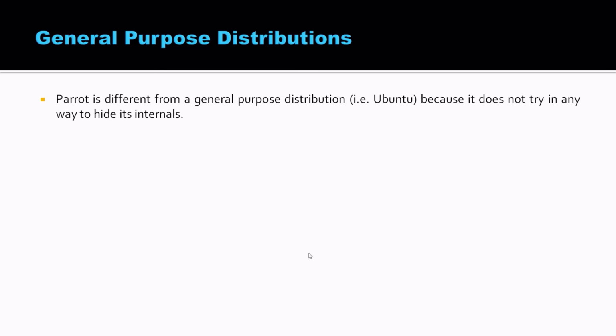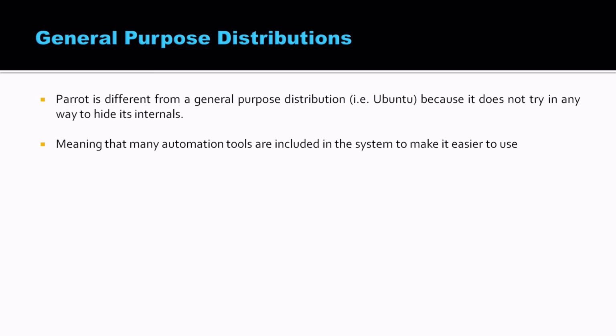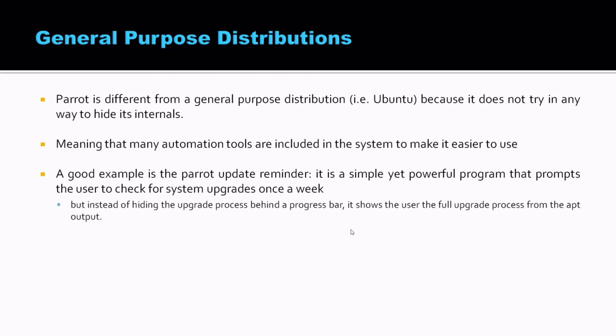Parrot is different from a general purpose distribution, for example Ubuntu, because it does not try in any way to hide its internals, meaning that automation tools are included in the system to make it easier to use, yet expose quite well what the system has under the hood. A good example is the Parrot Update Reminder.